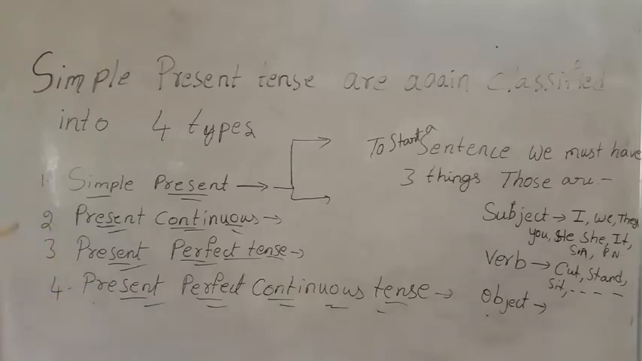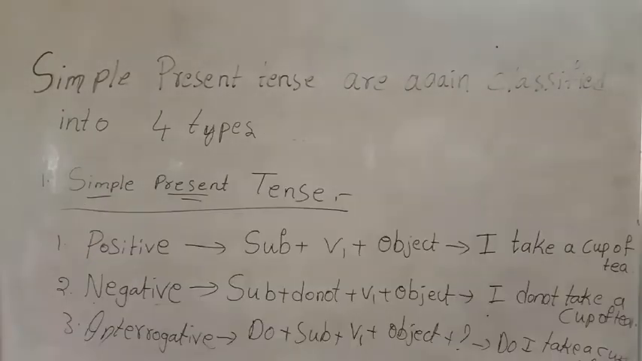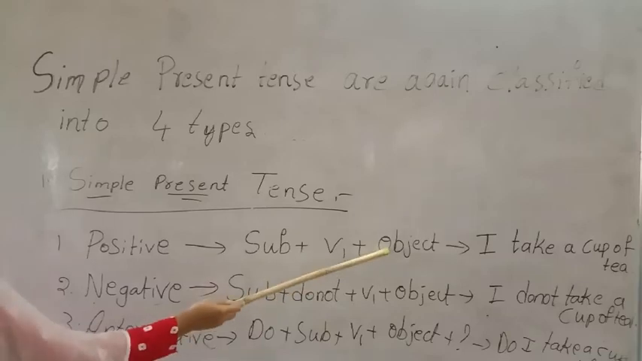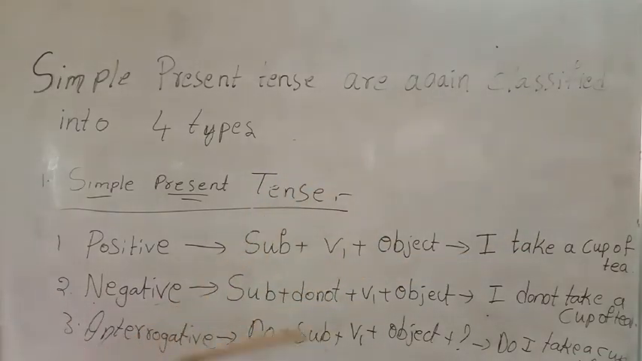So let us see these things one by one in simple present tense in a brief manner. Previously we have discussed sentences. How can a sentence be framed? We know that a sentence can be framed by using 3 things, that is subject, verb, and object. Without these 3, we cannot frame a sentence. So now we are talking about simple present tense. This first simple present tense again can be divided into 4 types: positive sentence, negative sentence, interrogative sentence, and one more, the sentence using WH words.